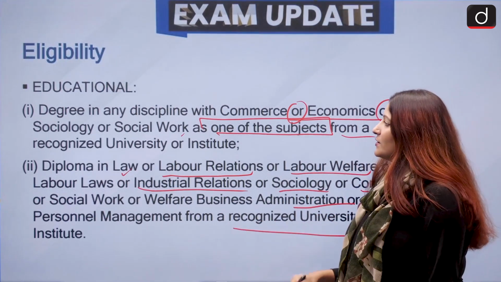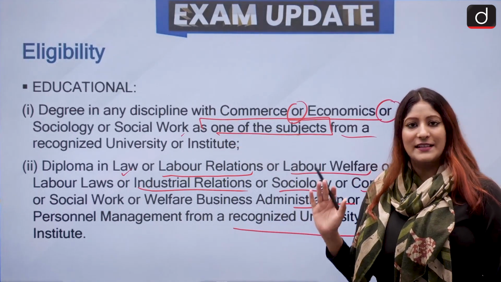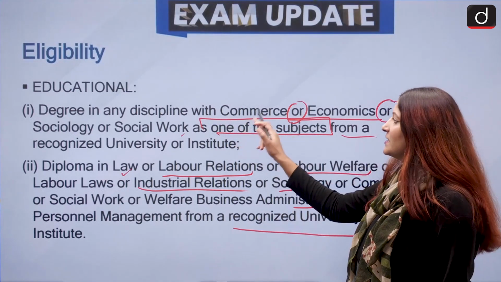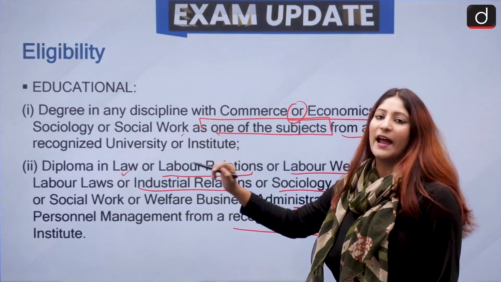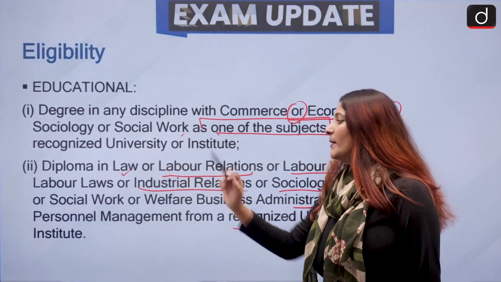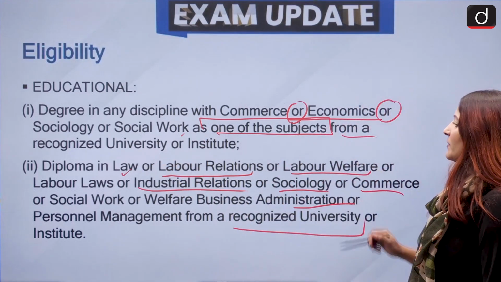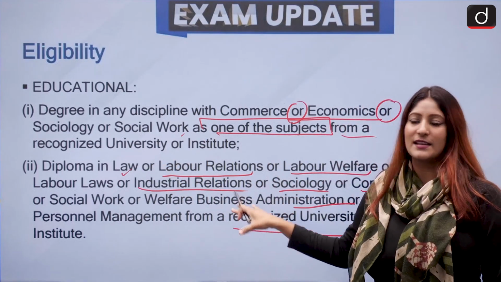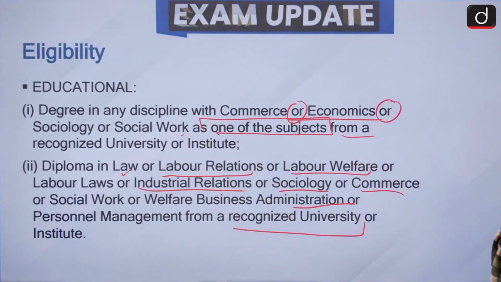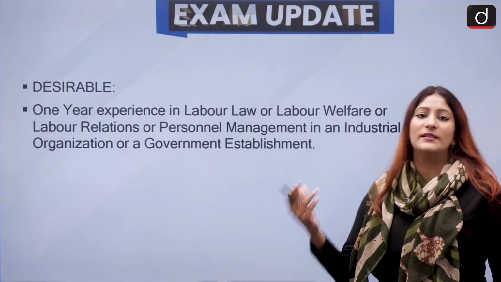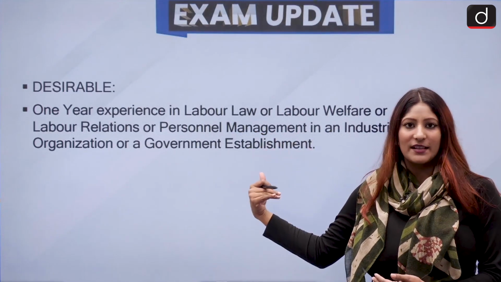So, first you will need to have a degree in any discipline with commerce or economics or this, and in addition to that, you will need to have a diploma in law or labor relation or labor welfare or labor laws or industrial relation, like this. So, in addition to the degree in discipline, you have to have a diploma. So, this is the essential qualification, but there is also one desirable thing, those are the basic ones.